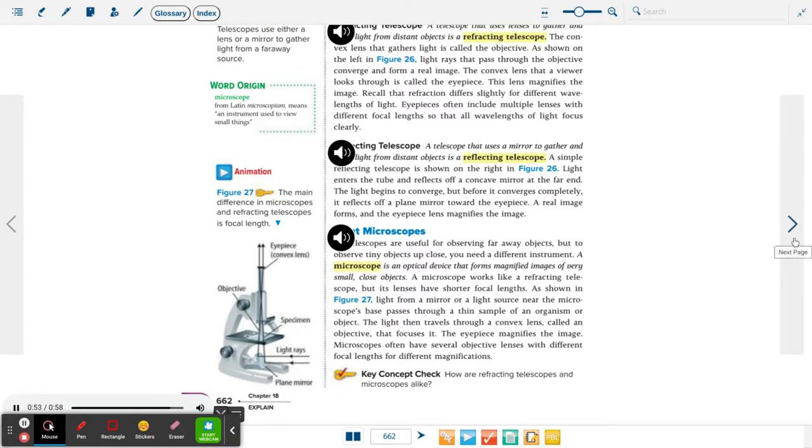Key concept check. How are refracting telescopes and microscopes alike?